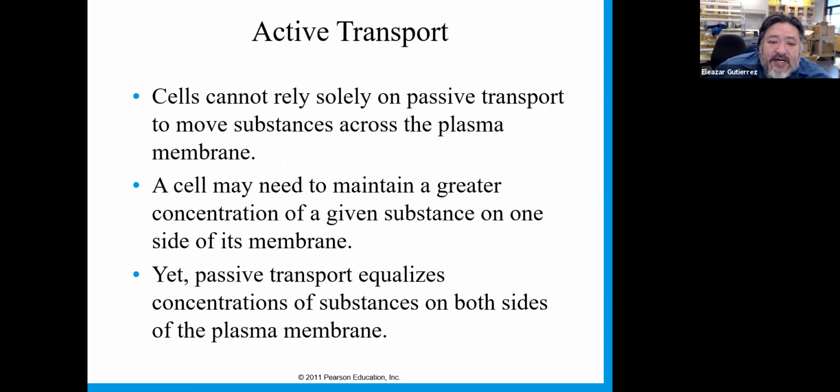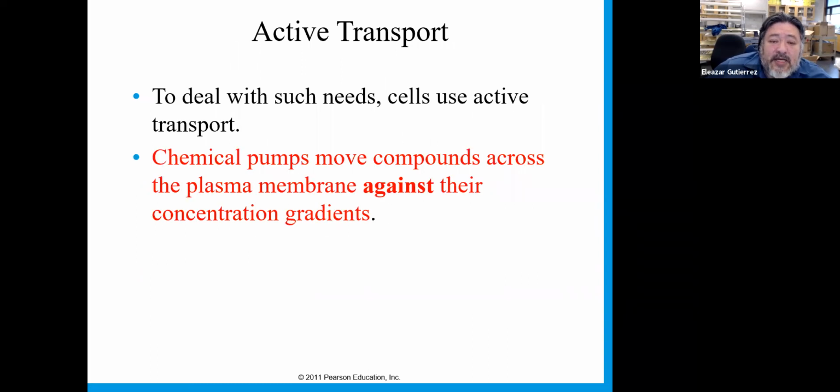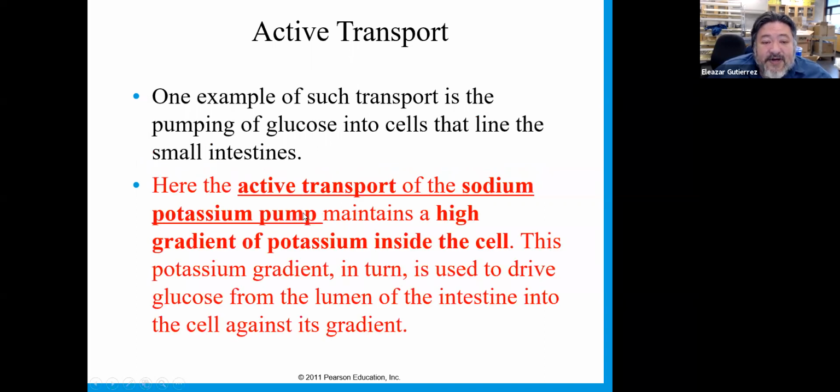Active transport. So in active transport, we need ATP. We're going from low concentration to high concentration. Chemical pumps move compounds across the plasma membrane against their concentration gradient. Okay, we know that. And then we go into a special example of active transport. Okay, and that's the sodium-potassium pump. Oh my goodness, what an incredibly important little pump.